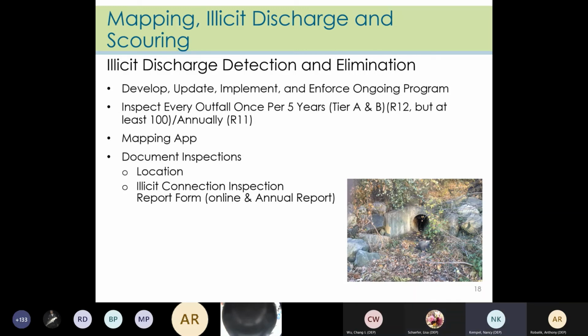If you can remember back to the first module, last Tuesday, Tim Ebersberger did a presentation on the mapping, and that mapping would suffice for compliance with this requirement in the permit. And if you have any questions about how to go forward with that, please reach out. The link is here on the slide, or you could reach out to Tim or myself.